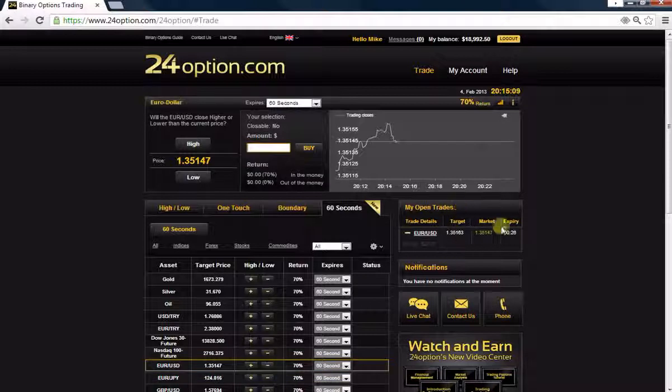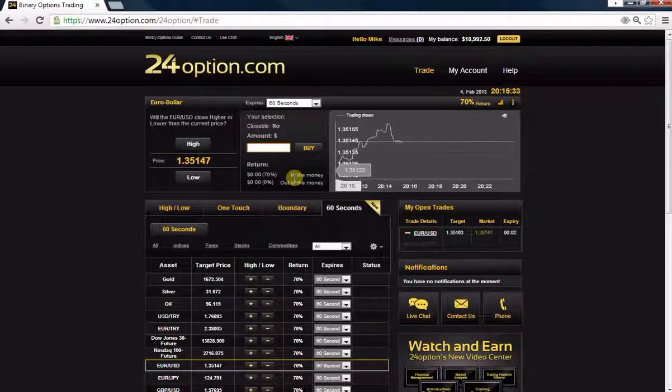Now, we can see here what the status of the previous purchase was. We entered at 1.35163, and it's 1.35148. Looks like we're going to win that one. Could change in the next 15 seconds, but probably not. So what we're going to do is another $25 investment. Actually, you know what? Before we do that, let's just take a look at our balance.